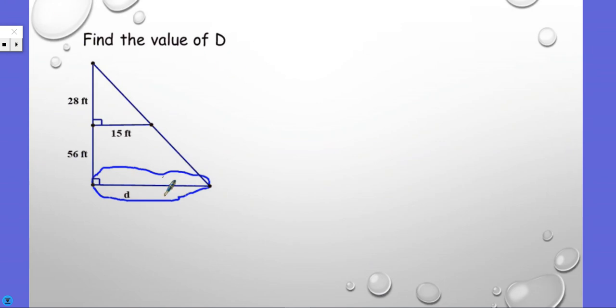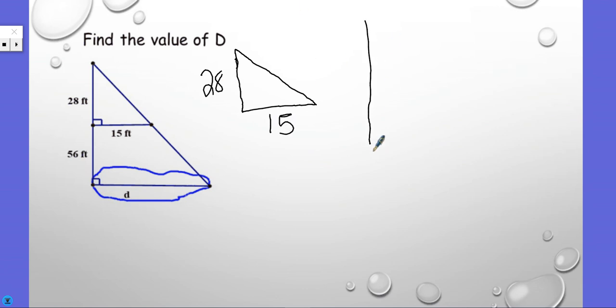Okay, now it tells me to find the value of D in this problem. So what I'm going to go ahead and do, draw my two triangles. This is 28 feet. This is 15 feet. All right, and then my big triangle. This is 28 plus 56. That is going to be 4, 7, okay, 84. And then this side is going to be D.